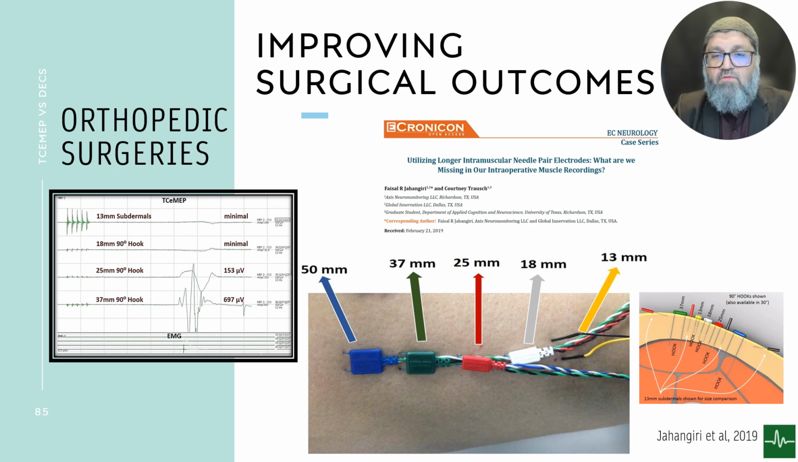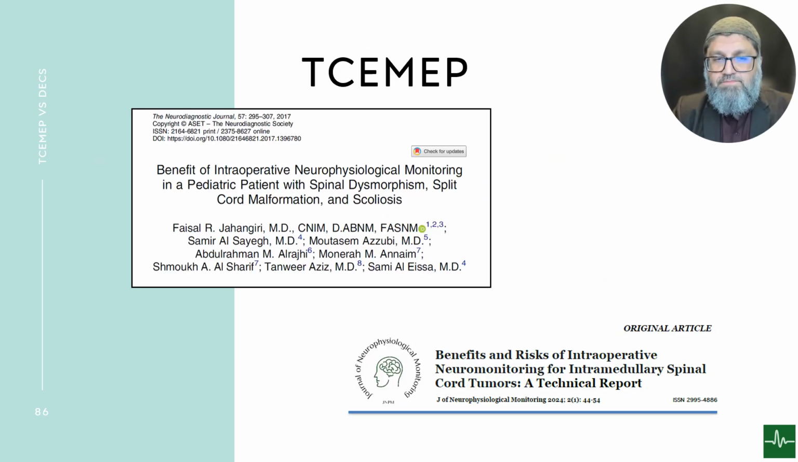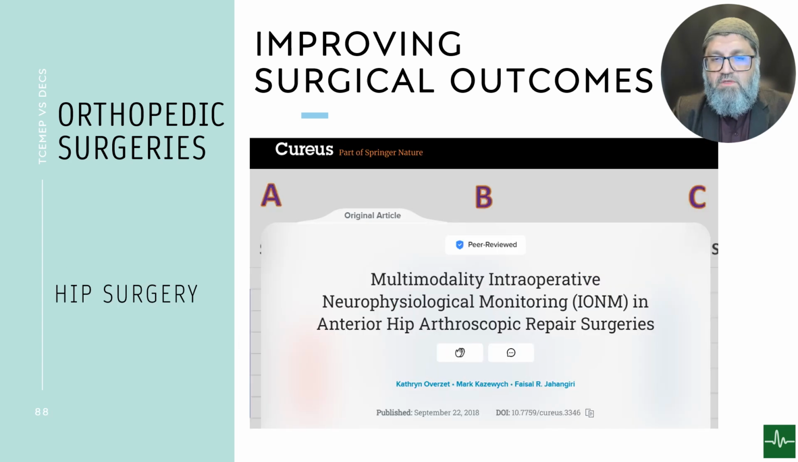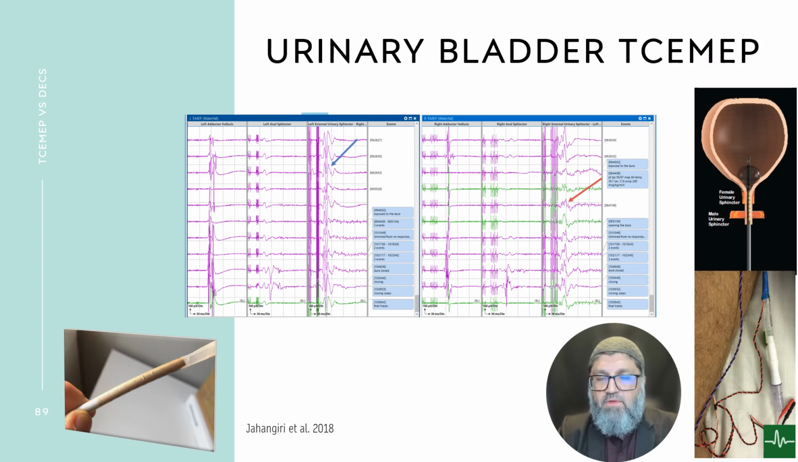If we use 18 or 25, again we could have missed all those motor responses, or had to stimulate so high that the patient would be jumping and the surgeon would stop that. So we were able to get these responses at a very low current. Other cases include spinal dysraphism and spinal cord tumors, and in other publications we saw the benefit of using transcranial motor evoked potential in these cases, shoulder surgeries, and also hip and bladder surgeries, where we can see motor being tested.